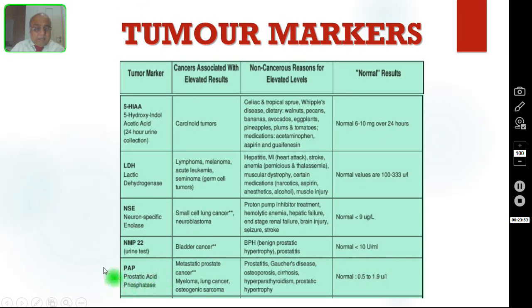The next tumor marker is PAP. This is prostatic acid phosphatase. So it is elevated in metastatic prostate cancer, myeloma, that is multiple myeloma, lung cancer, and osteogenic sarcoma. The non-cancerous conditions are prostatitis, Gaucher's disease, osteoporosis, cirrhosis, hyperparathyroidism, and prostatic hypertrophy. These are all non-cancerous conditions. The normal value is 0.5 to 1.9 unit per liter.